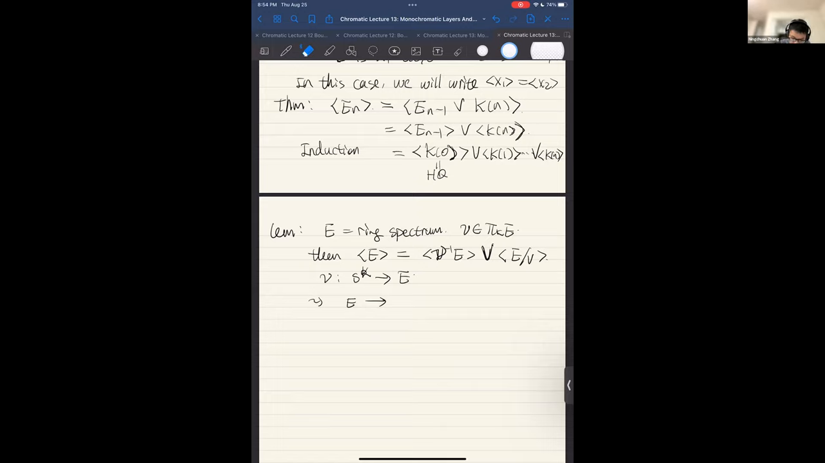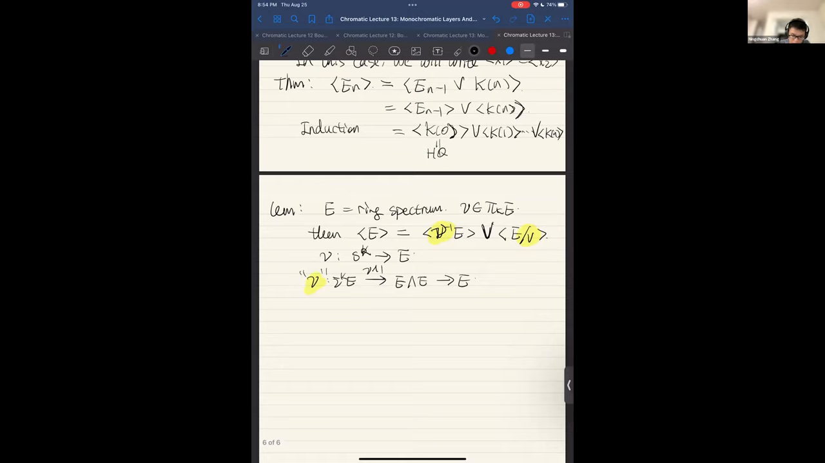From suspension K of E, this is V smash one to E smash E, and E is a ring spectrum, so it has multiplication. We call this map V, by abuse of notation. And here, by V inverse and quotient by, we really mean this V, the same way here. So now let's do one example.